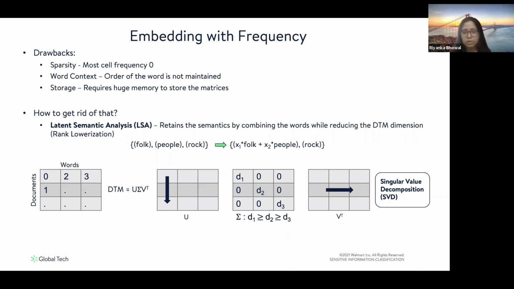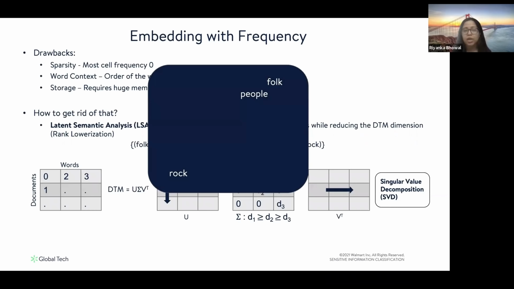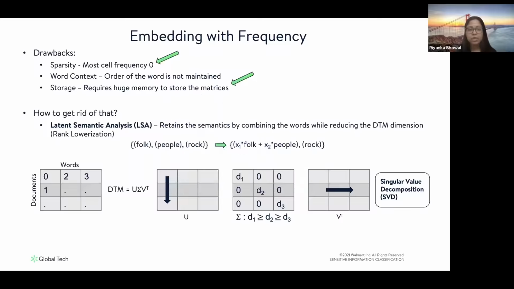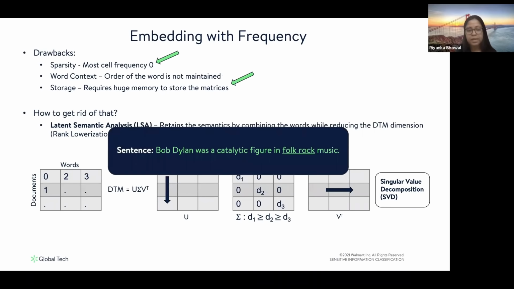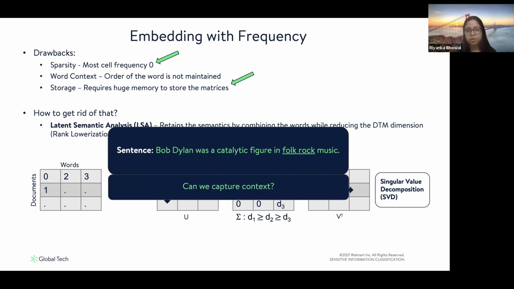What it is trying to do is create a space where similar words will be closer to each other, and this space is called the embedding space. Now, even if we get rid of sparsity and storage problems, what about word context? Suppose I have the sentence: Bob Dylan was a catalytic figure in folk rock music. In the context of music, we have folk and rock coming together, right? So can we capture context?